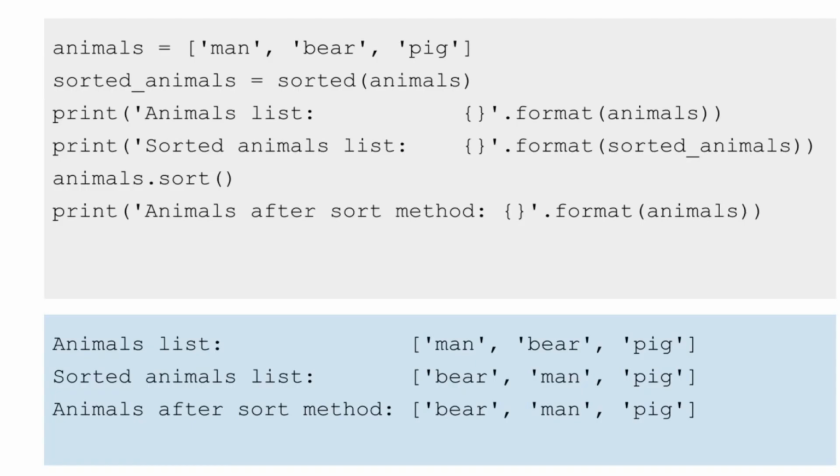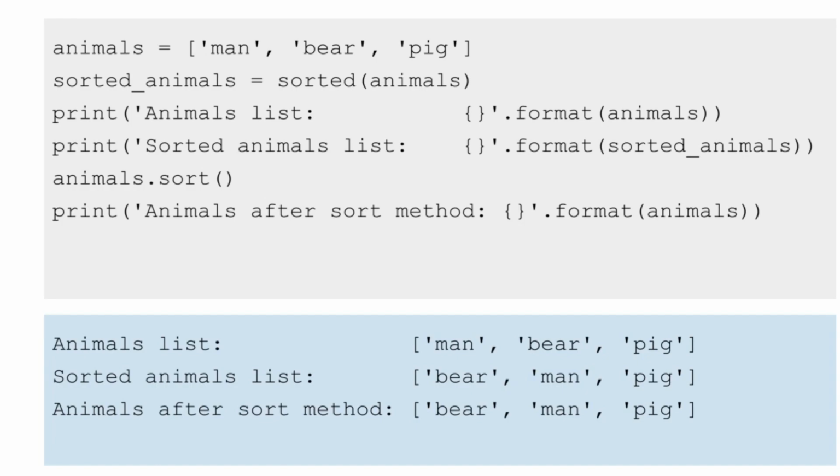To sort a list, call the sort list method on the list without any arguments. It will reorder the current list. However, if you want to create a new list, use the built-in sorted function and supply a list as an argument. The sorted function will return a sorted version of the list.